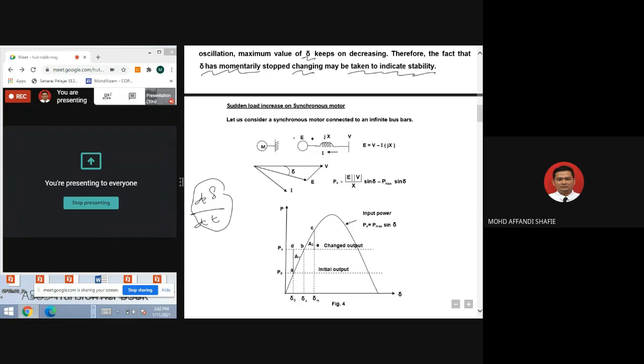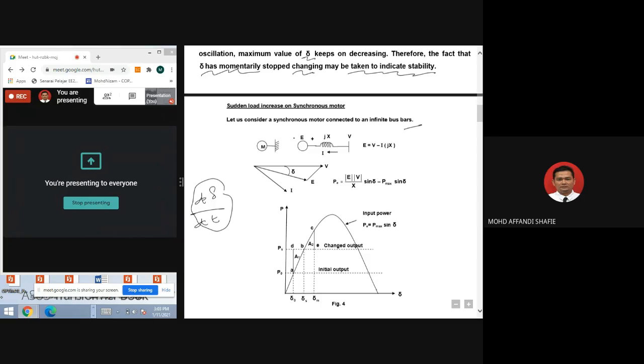What we can see is a sudden load increase on a synchronous motor. So what happens when there is a sudden load increase on a synchronous motor? That is considered a synchronous motor connected to an infinite bus bar. So here the motor is connected to the infinite bus bar. This is what we call the schematic diagram of the motor.